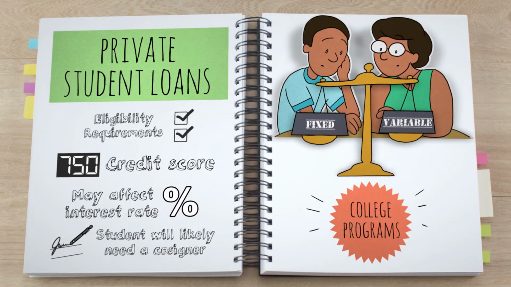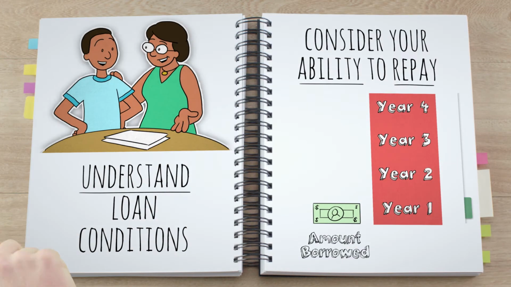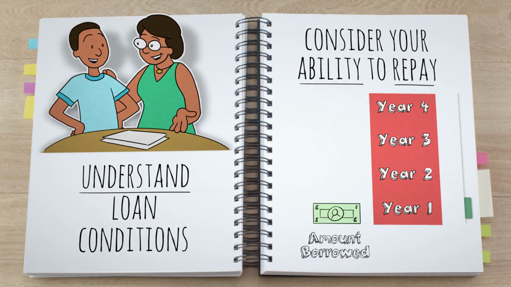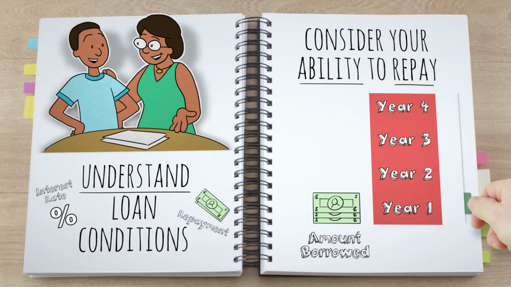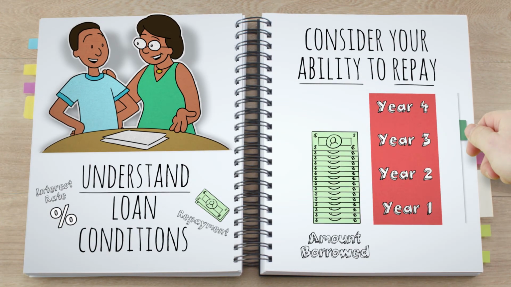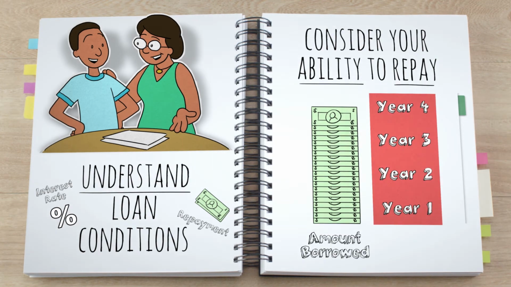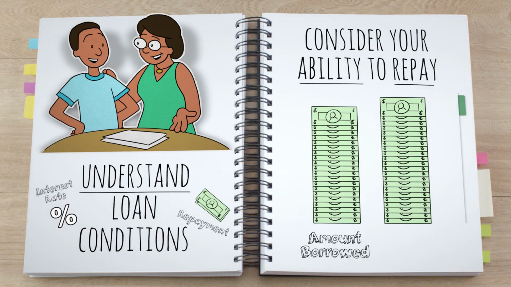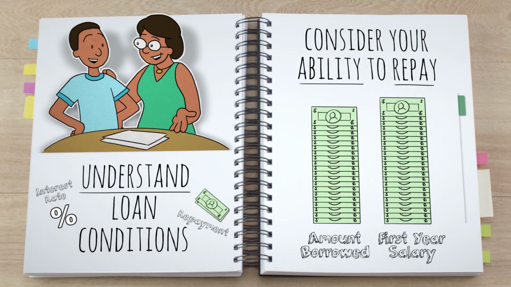Whatever type of loan you or your student take out, you should both understand all of the loan conditions, such as interest rates and repayment, and consider your ability to repay the total amount borrowed for their entire college career. A general rule of thumb for students is to not borrow more in total than they can realistically expect to make in the first year's salary after leaving college.